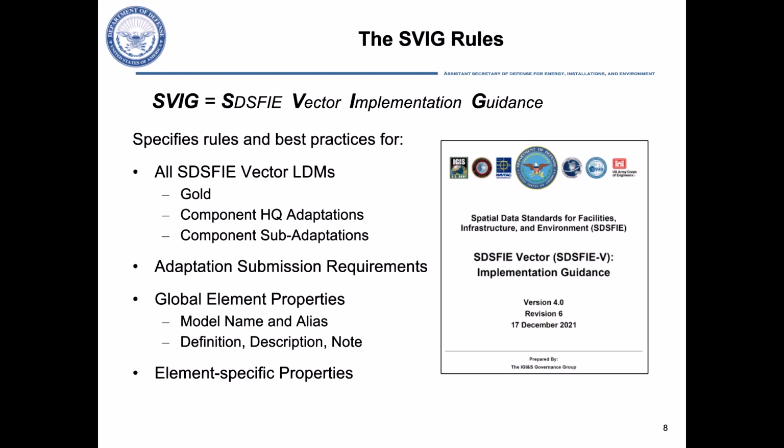This is a detailed document, and we won't do a deep dive today. However, it is important to have this document on hand when building or reviewing an adaptation. Each version of the SVIG corresponds to a major release of the Gold model. A new version of the SVIG, version 5, is currently under review and is expected to be approved and published in conjunction with SDSFIE-V Gold version 5.